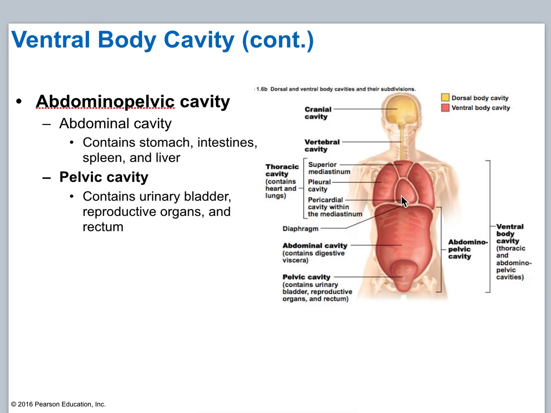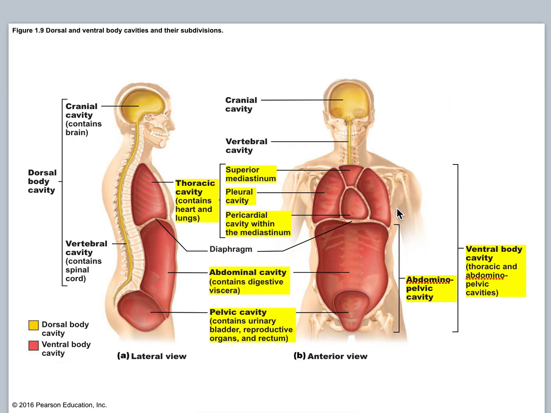The abdominopelvic cavity is below the diaphragm. The diaphragm is what separates the thoracic cavity from the abdominal cavity. And the abdominal cavity is where the stomach, intestine, spleen, and liver are located. The pelvic cavity is lower than that, and it contains the urinary bladder, the reproductive organs, and the rectum. Here's again a slide illustrating the ventral cavities.